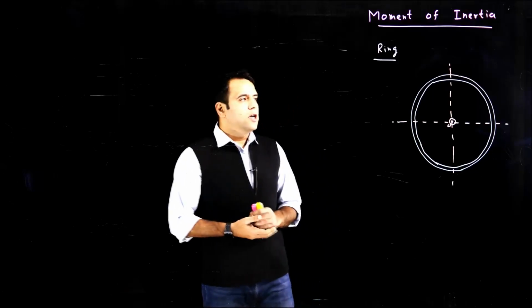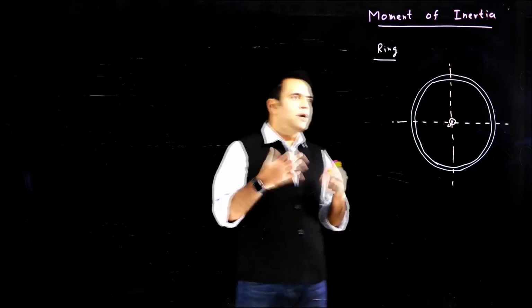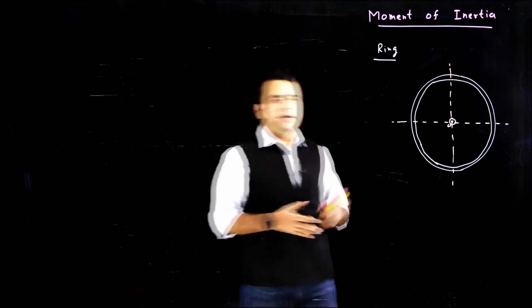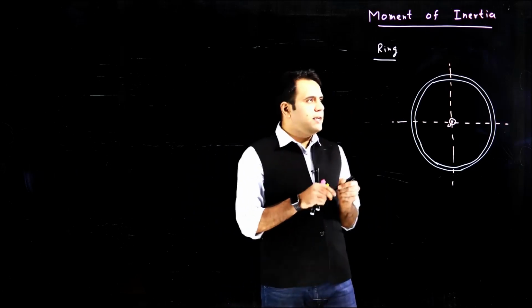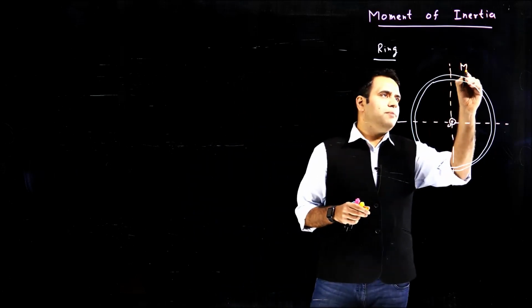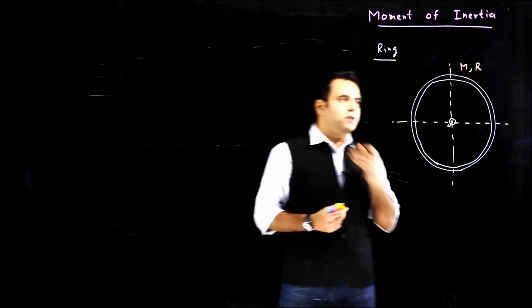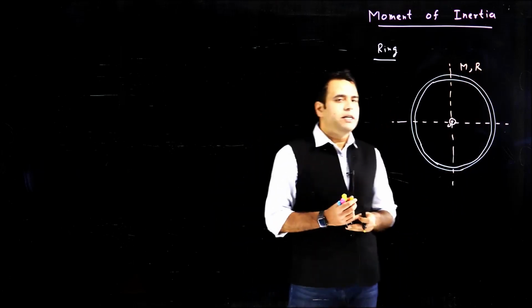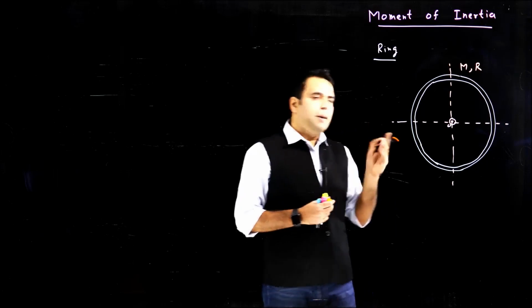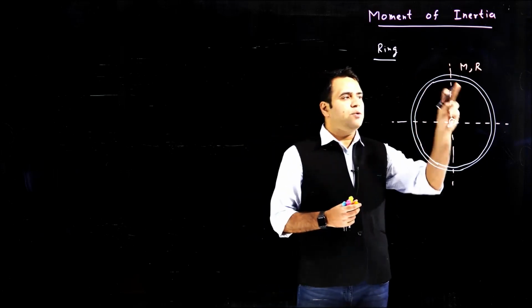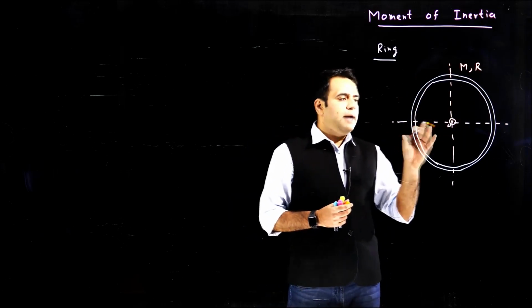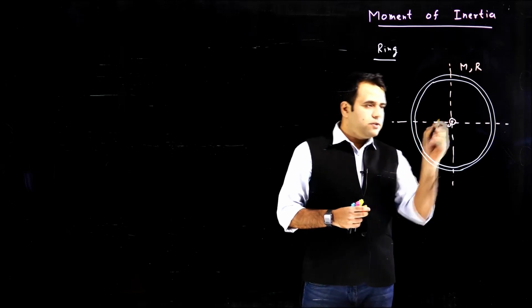Hello. Now we will calculate the moment of inertia for a ring element. So I have a ring, and for this ring the mass m is given and the radius is r. We want to calculate the moment of inertia for this ring about the axis which is perpendicular to the plane of the ring and passing through the center of mass of the ring. So this is my axis.